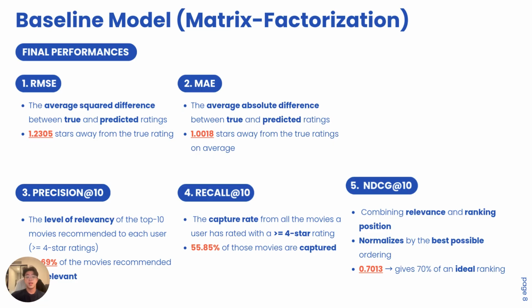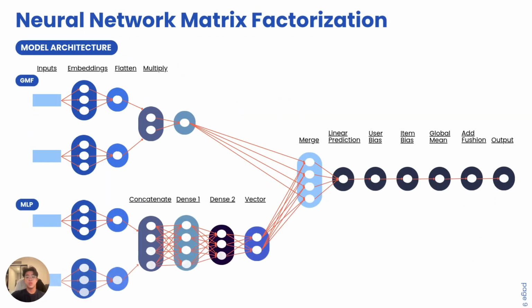Now that we're done with baseline modeling, we're going to move on to neural network matrix factorization. And now we can look at the model architecture. It has two branches: first of all, a generalized matrix factorization branch and a multi-layer perceptron branch. User and item IDs are embedded separately, flattened, and combined via element-wise multiplication for the GMF and a deep dense tower for the MLP. The outputs are concatenated, passed through a linear layer, and augmented with user and item bias plus the global mean to produce the final predictions.